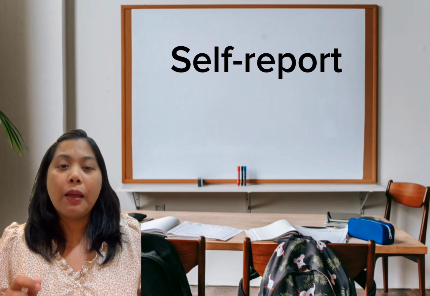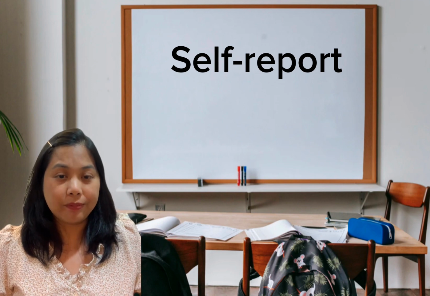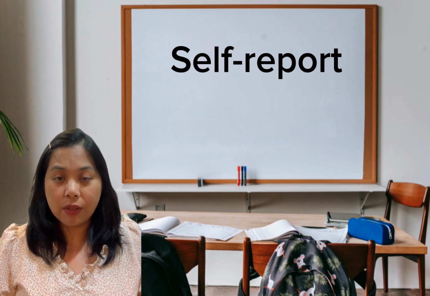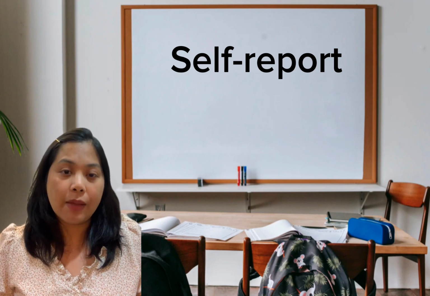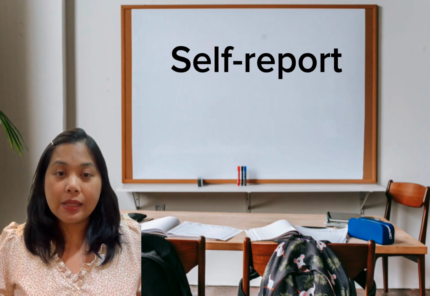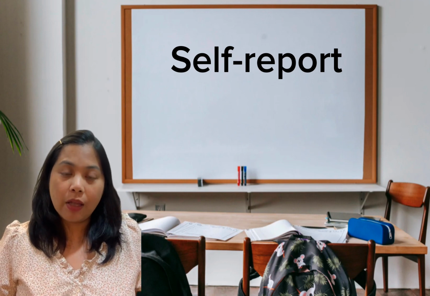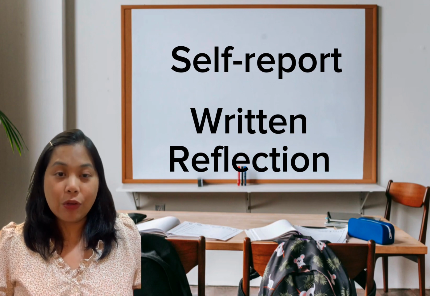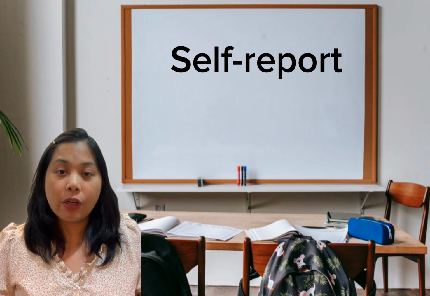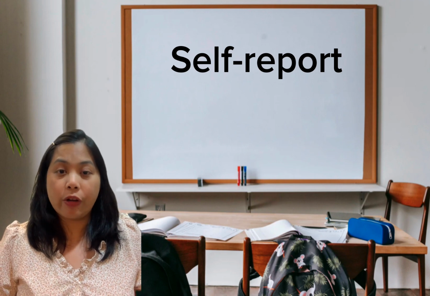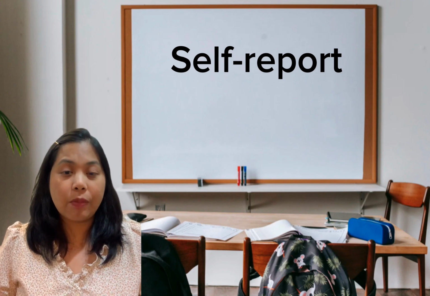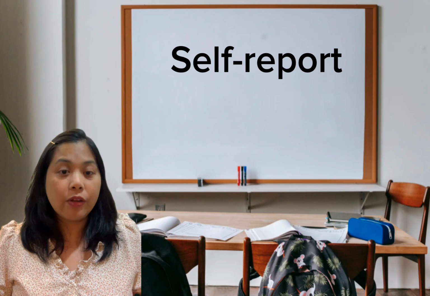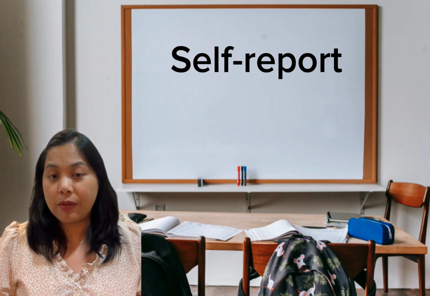Another example is a self-report. This is the most common measurement tool in the affective domain. It essentially requires an individual to provide an account of his attitude or feelings toward a concept, idea, or people. Self-reports are also sometimes called written reflections. In using this measurement tool, the teacher requires the student to write his or her thoughts on a subject matter. The teacher ensures that the students write something which would demonstrate the various levels of the taxonomy, from receiving up to characterization.